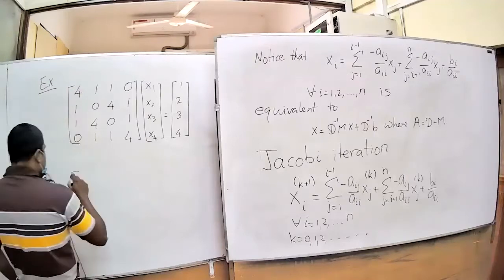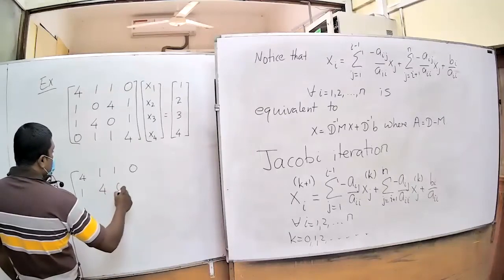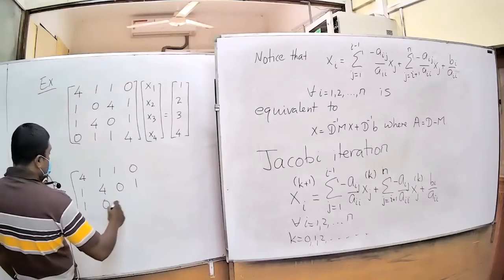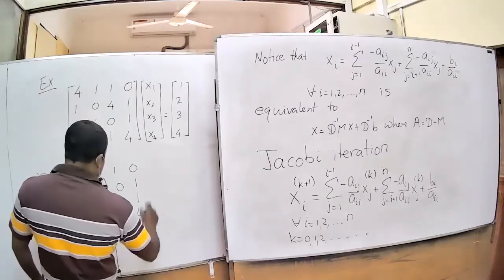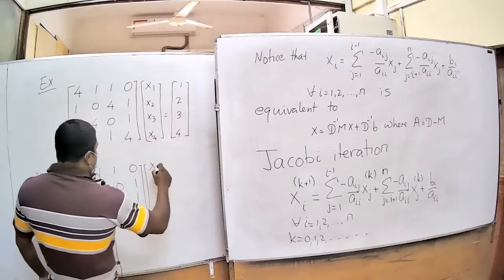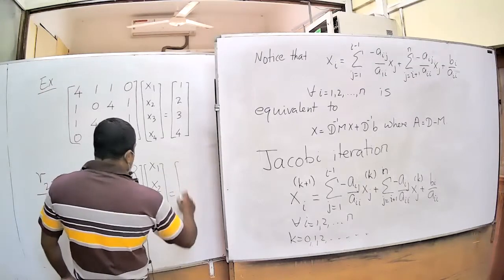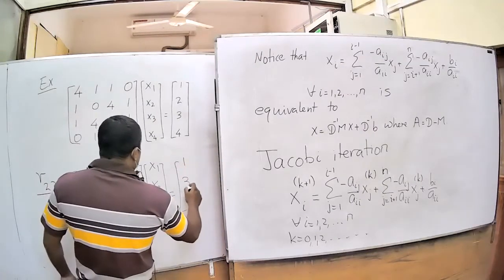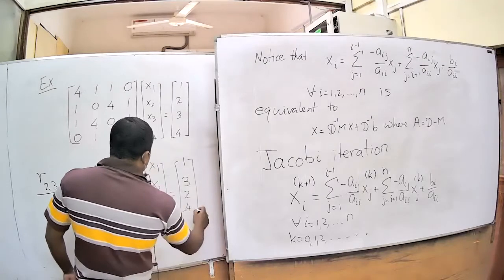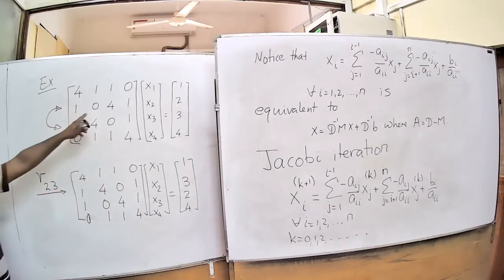When you do that, you get the matrix with rows 4, 1, 1, 0; 1, 4, 0, 1; 1, 0, 4, 1; 0, 1, 1, 4, times x1, x2, x3, x4, is equal to, remember you interchanged row number 2 and row number 3, so the first row is unchanged and you end up with 2, 3, 2 and 4, because you interchanged these two rows to make sure you have non-zero terms on the diagonal.